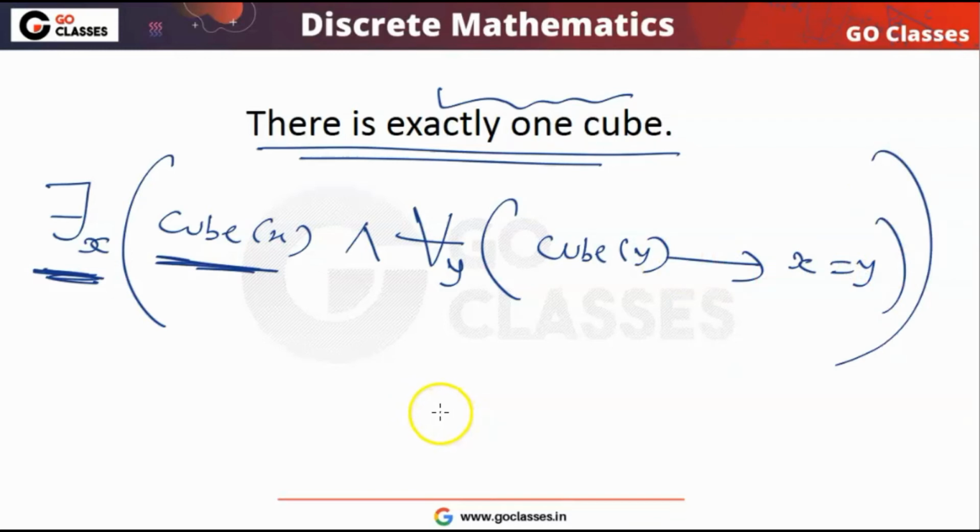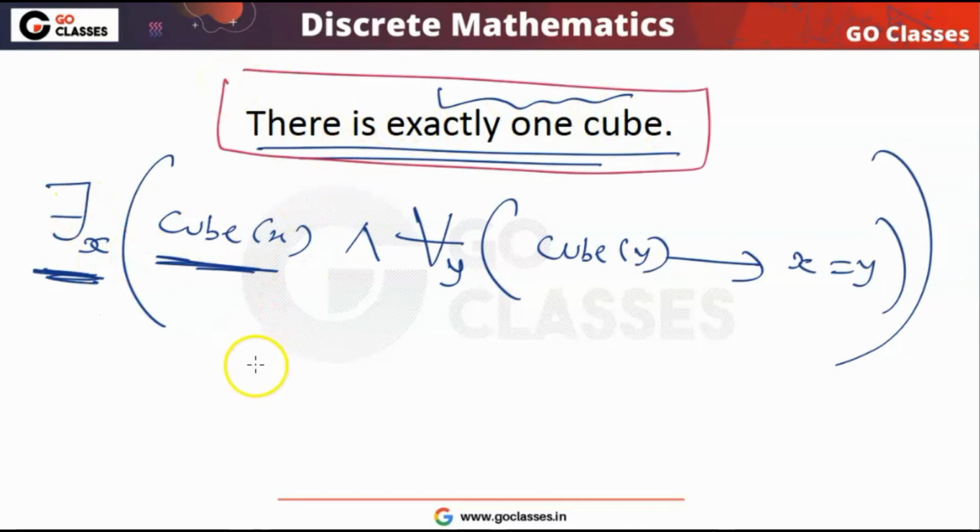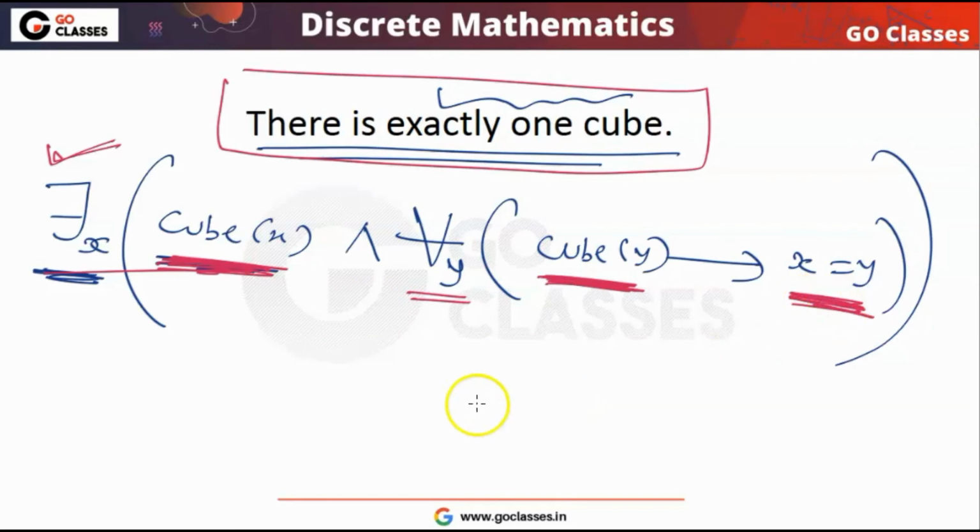Correct? So very simple. You can notice what we are saying: this is what we want, there is exactly one cube. So I can say there exists x, which is a cube, which gives at least one cube, and now if something is a cube, then it must be x, because more than one cube should not be there. So for all y, if y is a cube, then definitely x must be equal to y. This is how I can write there is exactly one cube.